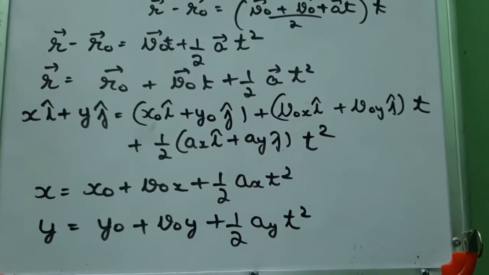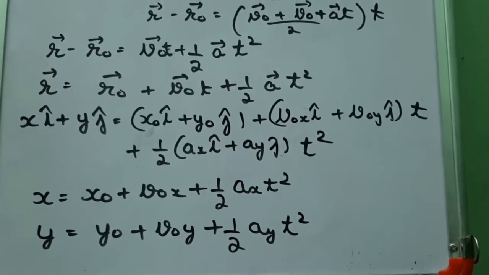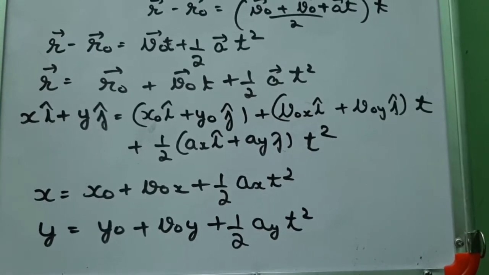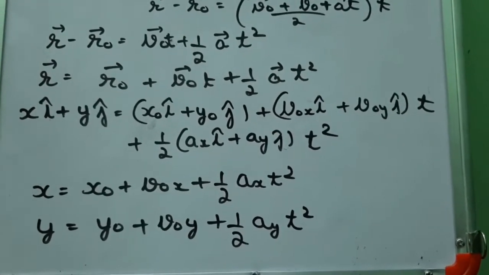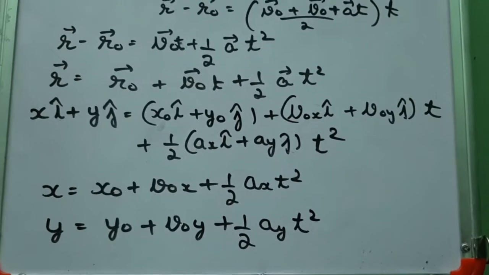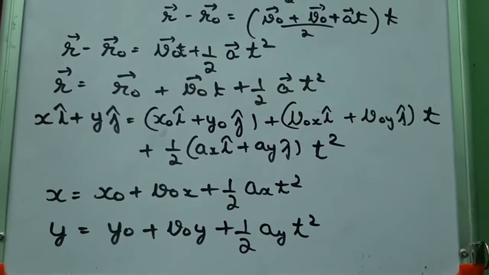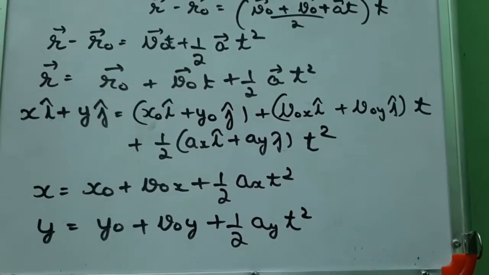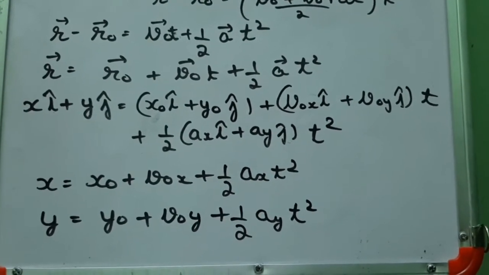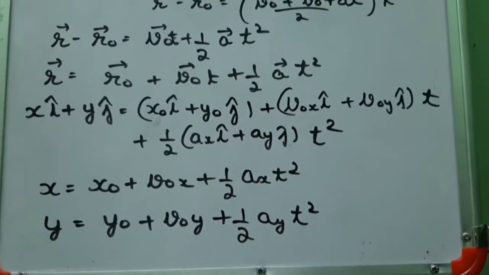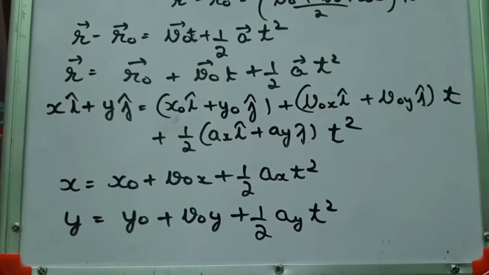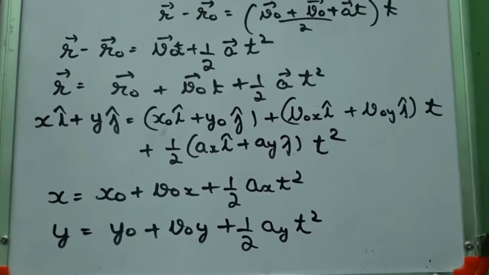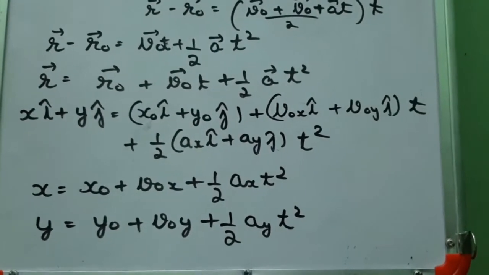We get x is equal to x naught plus v naught x t plus half axt square, and y is equal to y naught plus v naught y t plus half ayt square, where x is the displacement in the x-axis, y is the displacement in the y-axis, x naught and y naught are the initial point जिस point से motion start हुआ था. v naught x is velocity in x axis, v naught y is velocity in y axis, ax is acceleration along x axis and ay is the acceleration along the y axis.